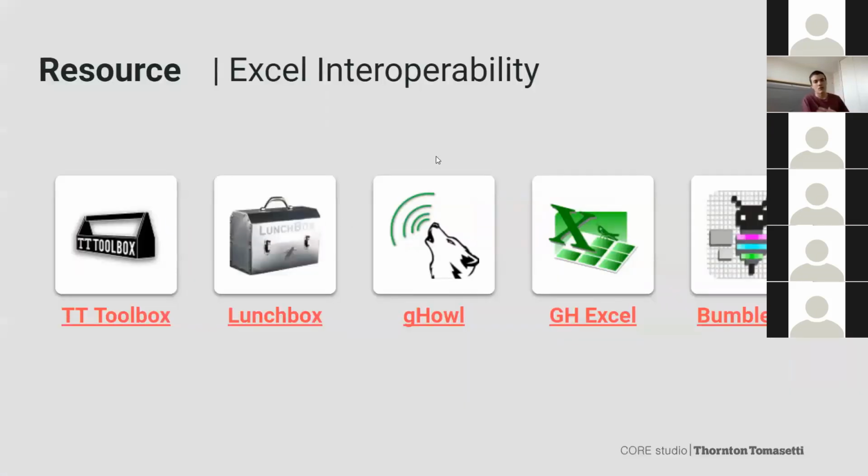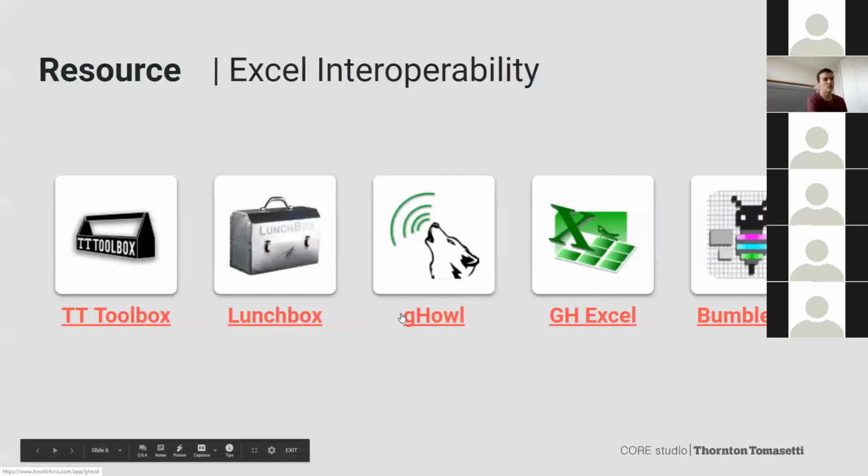So we have our own suite of tools within the TT Toolbox. Those are the tools that I'm most comfortable with, but there are several different suites of tools. Lunchbox, GHXL, Bumblebee, these all have Excel interop tools that you can use. We're going to be focusing on the TT Toolbox, but it's worth mentioning that, like many things in Grasshopper, there's a lot of different ways to do things.